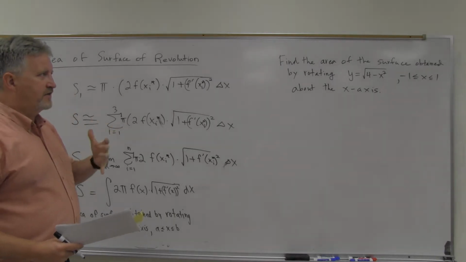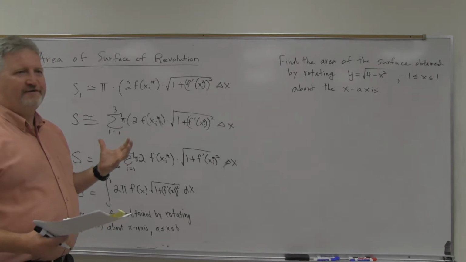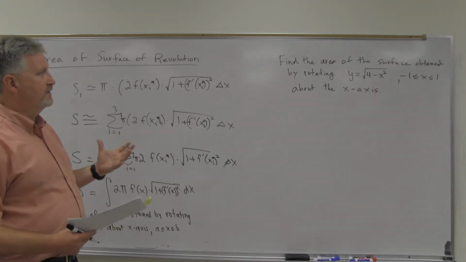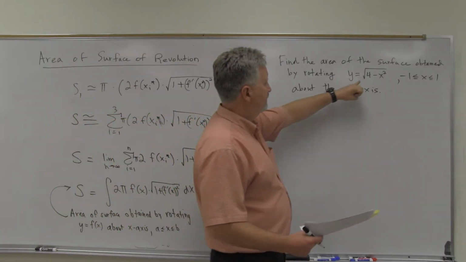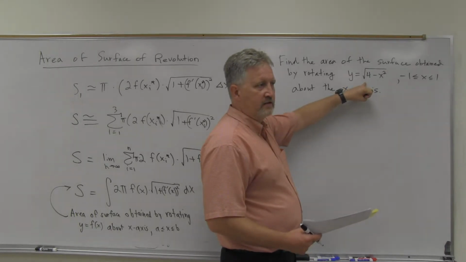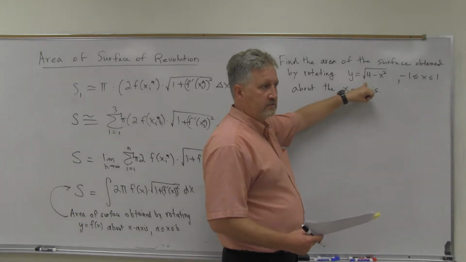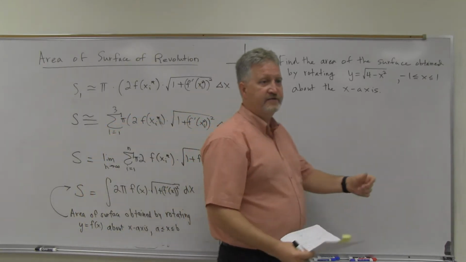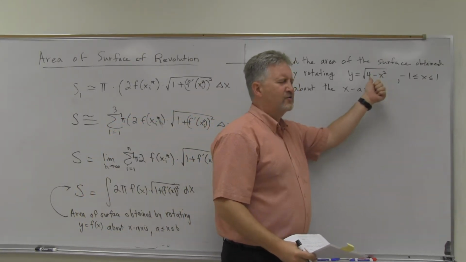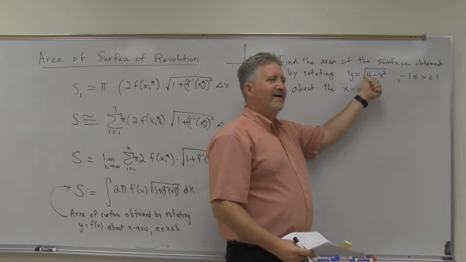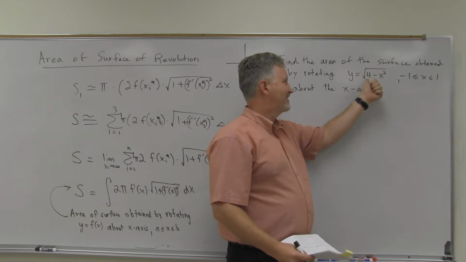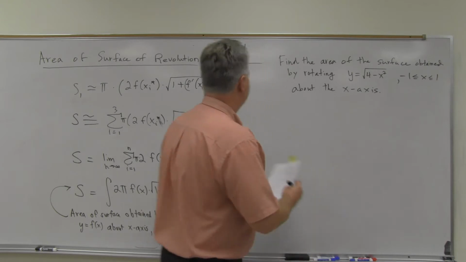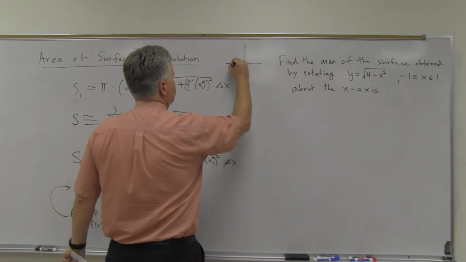It's kind of interesting to think about what we're actually finding here, what surface area we're finding. What is this? Anybody recognize that? Semicircle. Yeah. All right, so we've got a semicircle, and what's the radius? 2. Radius 2. All right, so we've got a radius 2 semicircle.